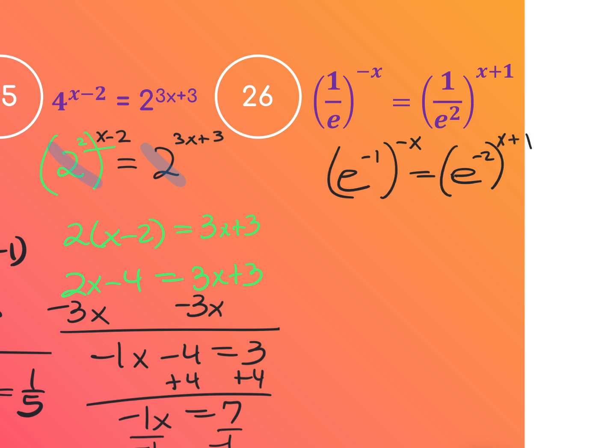Get rid of the base e now. And now multiply your power to the power. So it's negative 1 times negative x. And then negative 2 distribute it to the x plus 1. This just becomes positive x. This becomes negative 2x minus 2. We'll go ahead and add the 2x to the other side.